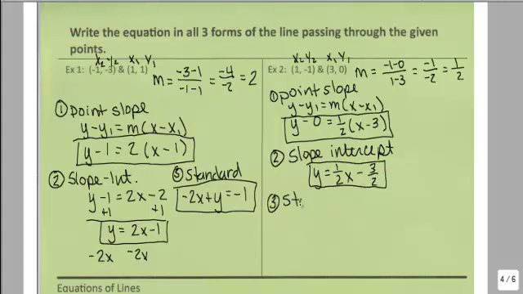And then standard. The big thing with standard is we don't use fractions. So the first thing we need to do is get rid of all these fractions. So I'm going to multiply everything in this entire thing by 2. So 2 times y is 2y equals 2 times a half is just 1 minus 2 times 3 halves. That means that these 2's cancel. I'm just left with my 3. Like that. And then we just need to put that x up front. So negative x plus 2y equals negative 3.